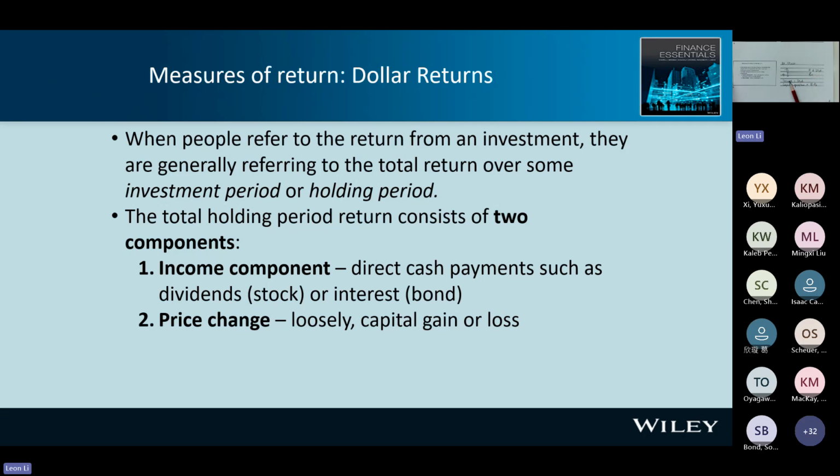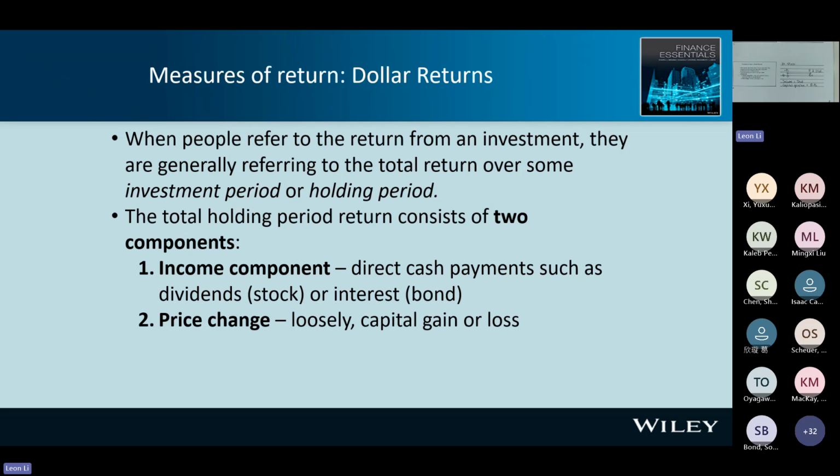Now you can see the two return components. One is the income component, which is the dividend. The second component is price change, or capital gain or loss. The capital gain or loss is P1 minus P0. So we have two return components: the income component and the price change.